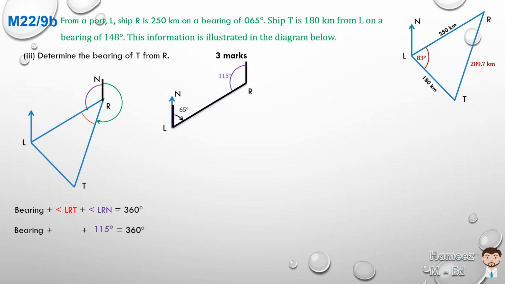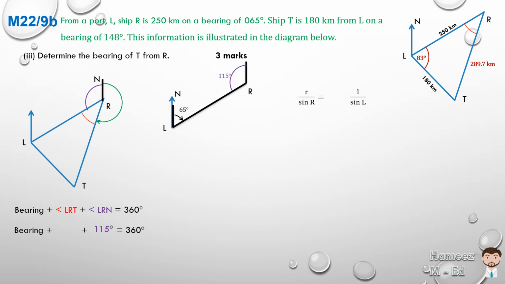So we only need LRT. So let's see if we could work that out. Look on the big diagram. We have the angle in red, LRT, which we want to find. And we know opposite that, the length is 180 kilometers. We know 83 degrees, and we know 289.7 kilometers. So we have two sides and two angles. We can use the sine rule: R on sine R is equal to L on sine L.